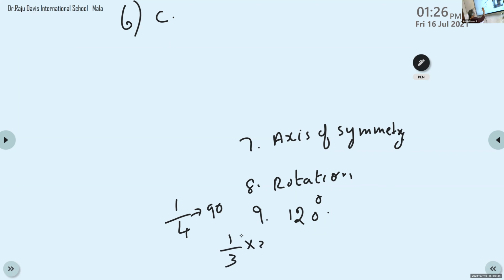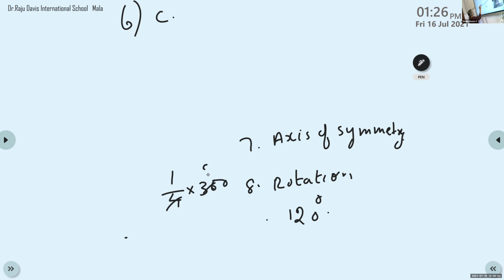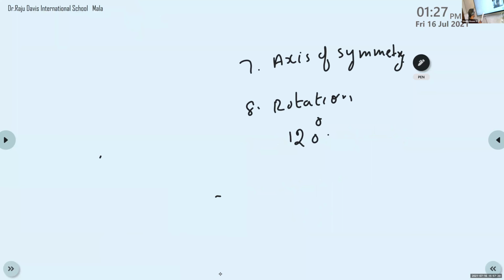You are taking an angle as 360 degree, because in a circle the maximum angle is 360 degree. So 1/4 into 360, if you divide, you will get 90 degree. 1/3 of 360 will be 120 degree. And half turn means 180 degree. 1/3 means 120 degree, that is 90 plus 30. Did you understand now?